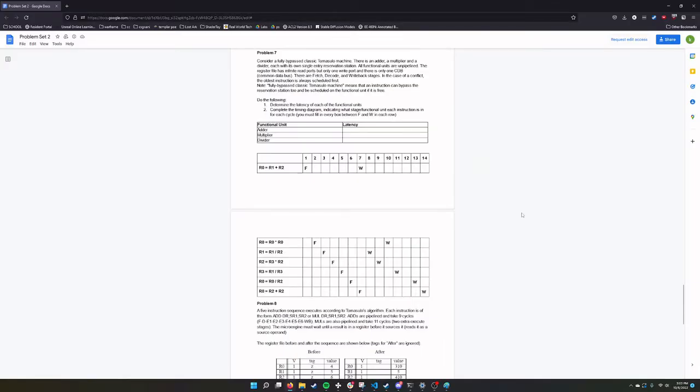Hi everyone, I'm going to be going over problem 7 from problem set 2. If you're in my discussion section, the second discussion section, we went over this and I wasn't happy with how I explained it, so we're giving it another shot.